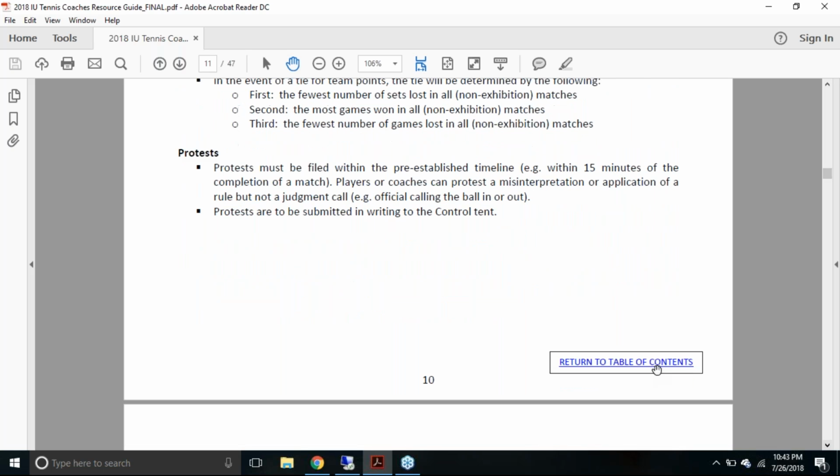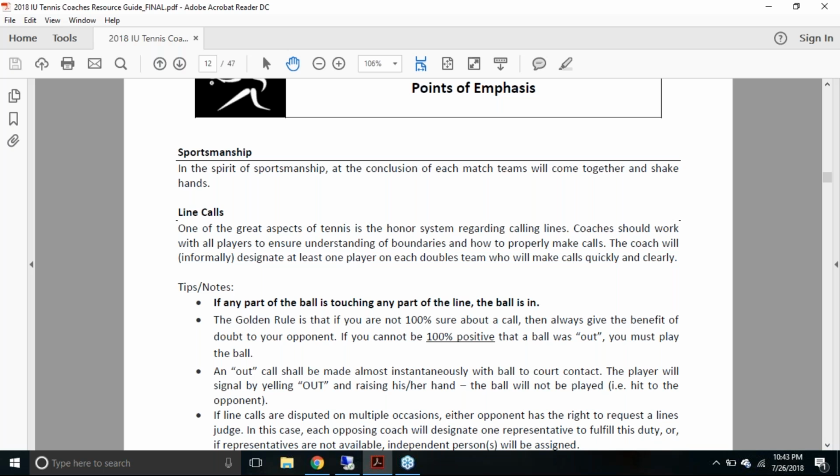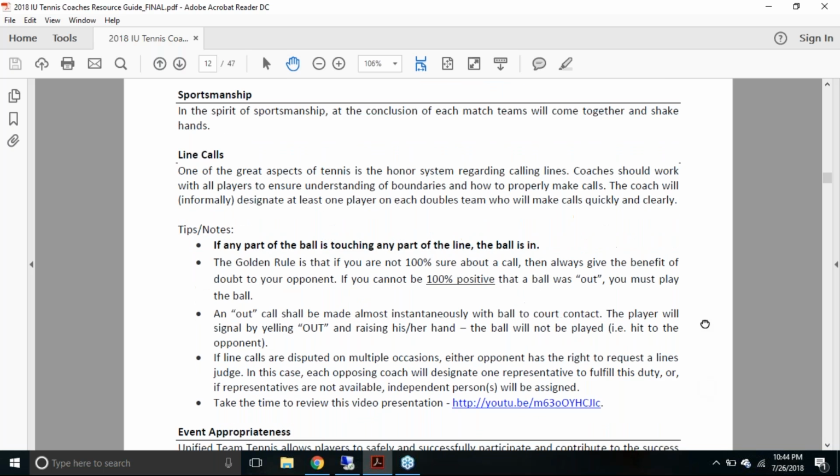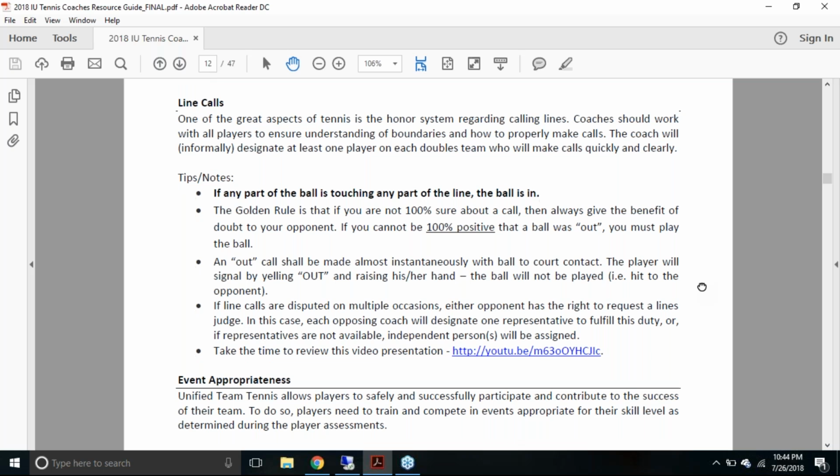So, bouncing back up to our table of contents, there are several points of emphasis. Quite obviously, in the spirit of sportsmanship, at the conclusion of each match, teams will come together and shake hands. Line calls are to be made by the players themselves, as is the case in interscholastic tennis and traditional tennis as a whole.